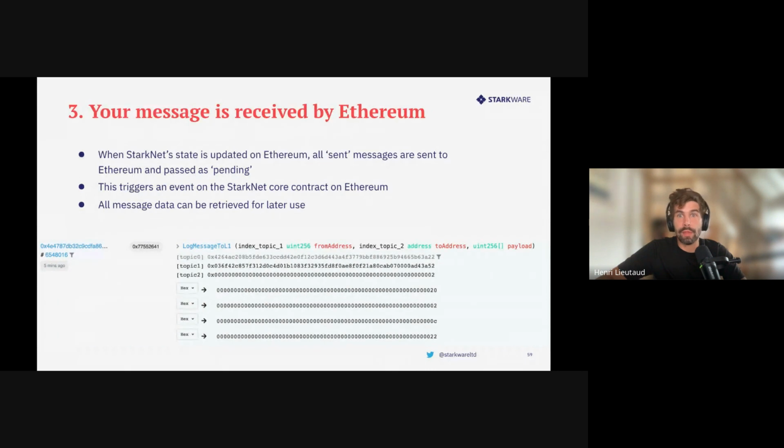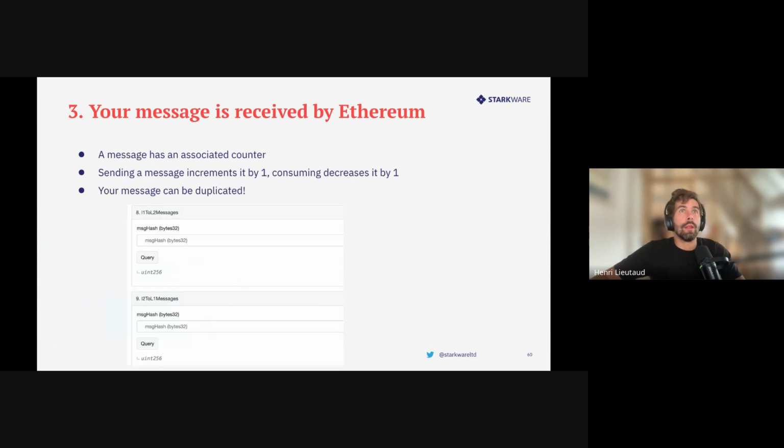that proof in its state diffs will include the message that you sent. And that message will be logged as an event on Ethereum, as you can see, right? So it specifies who is sending it from L2, to whom it is sent, and what is the payload. Now, a message is identified by its hash. It has a counter. So when you send a message to Ethereum, the content of the message is not stored. Its hash is, and an associated counter is.